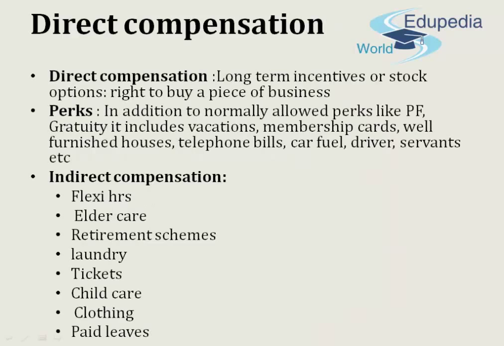Let us see what is direct compensation. Direct compensation is long-term incentives or stock options, that is, right to buy a piece of business. Perks, in addition to normally allowed perks like PF Gratuity, it should also include vacations, membership cards, well-furnished houses, telephone bills, car, fuel, driver, servants, etc.